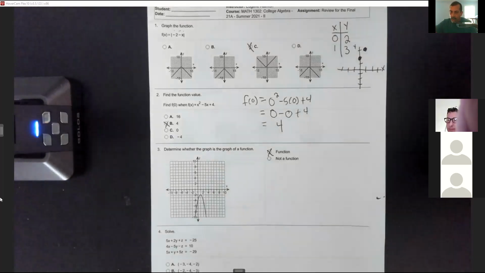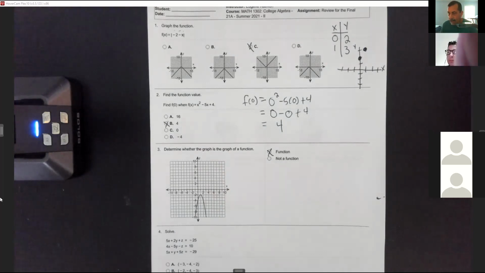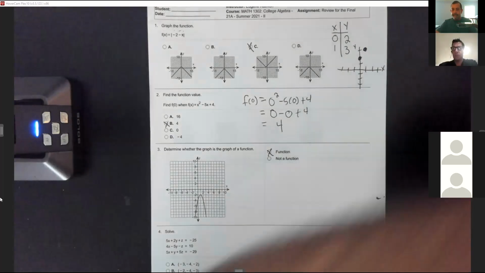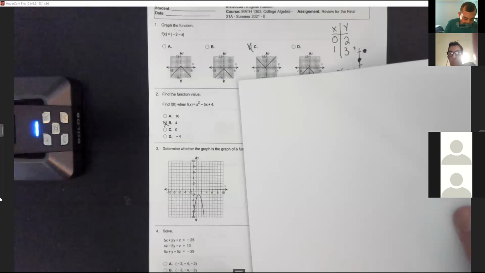Question about number 4. Are any of y'all doing number 4 by hand, or are y'all just going to do that on your calculator? I was going to do both. All right, so I'm going to knock it out by hand, and then I'll show y'all on the calculator, okay? Awesome. So the first thing, let me write these numbers down here.